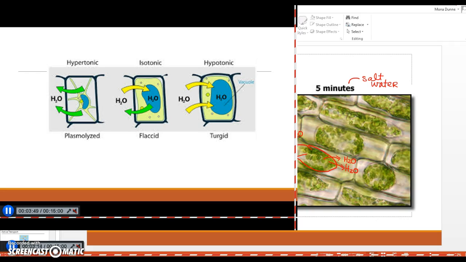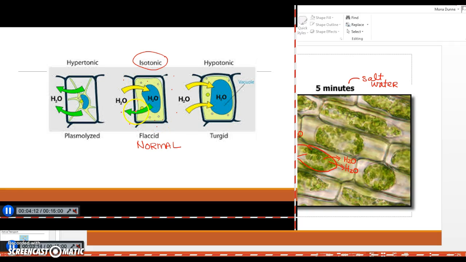Okay, so this picture is a good one because it explains the terminology that you guys are going to use to explain this phenomenon. All right, this is normal, okay? Okay, this is isotonic, which means the number of solutes outside of the cell is the same as inside the cell.